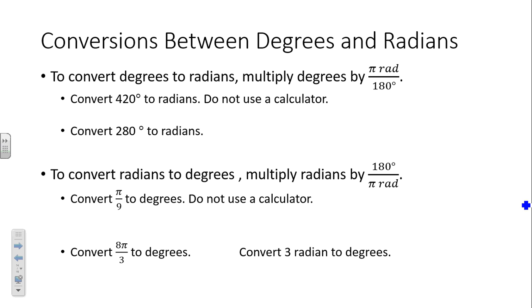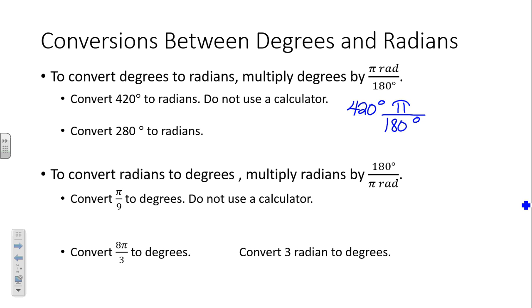Okay, so if we're converting 420 degrees to radians, we write our 420, and we just have to remember that we're trying to get rid of degrees, so we want to put our degrees in the bottom. So what's our conversion factor between radians and degrees? Pi over 180. There's pi radians and 180 degrees. Or if you want to not use the simplified form, you can say it's 2 pi radians in 360 degrees. Okay, this is a much more simplified form.